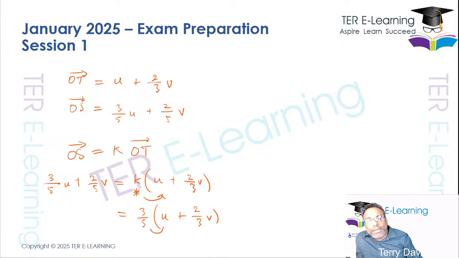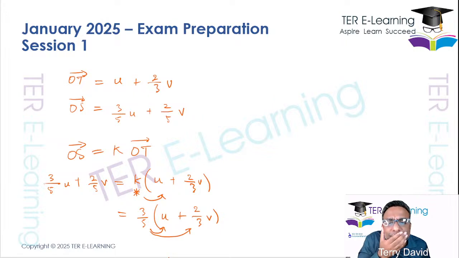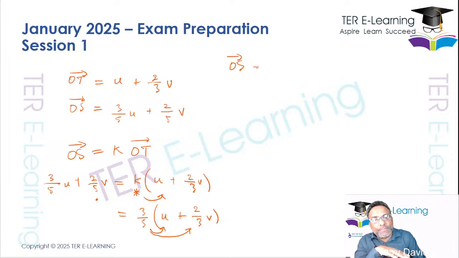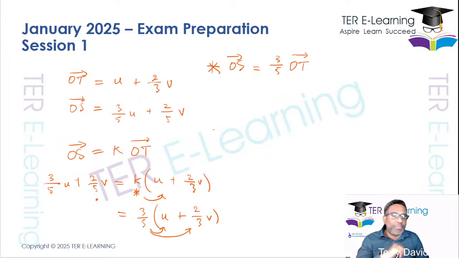this by U will give me 3/5. This by this here, you'll get 2/5, I'm sorry, you get 2/3. Oh no, sorry, you get 2/5. So what we're saying here, based on that information, is that OS is equal to 3/5 multiplied by OT. So what we've done here, we've shown that one vector is a scalar multiple of the other.